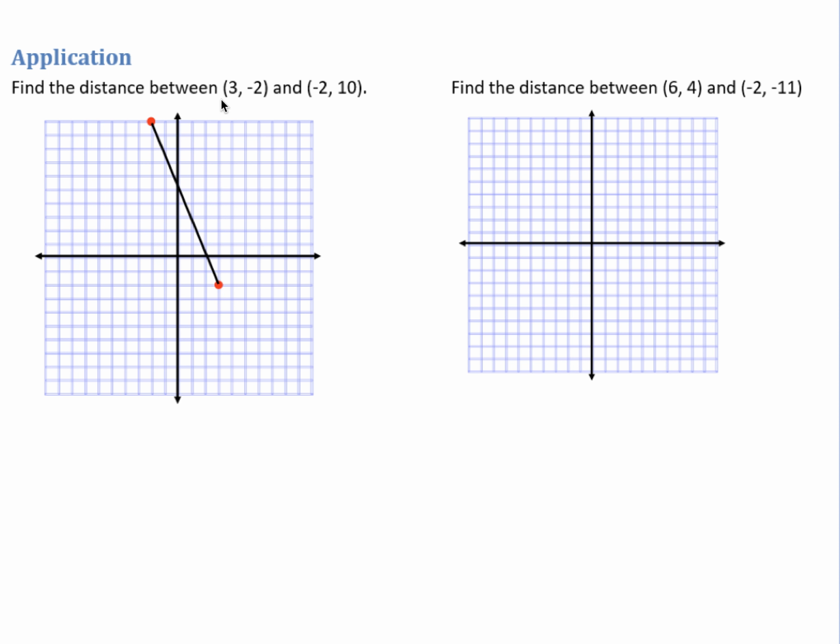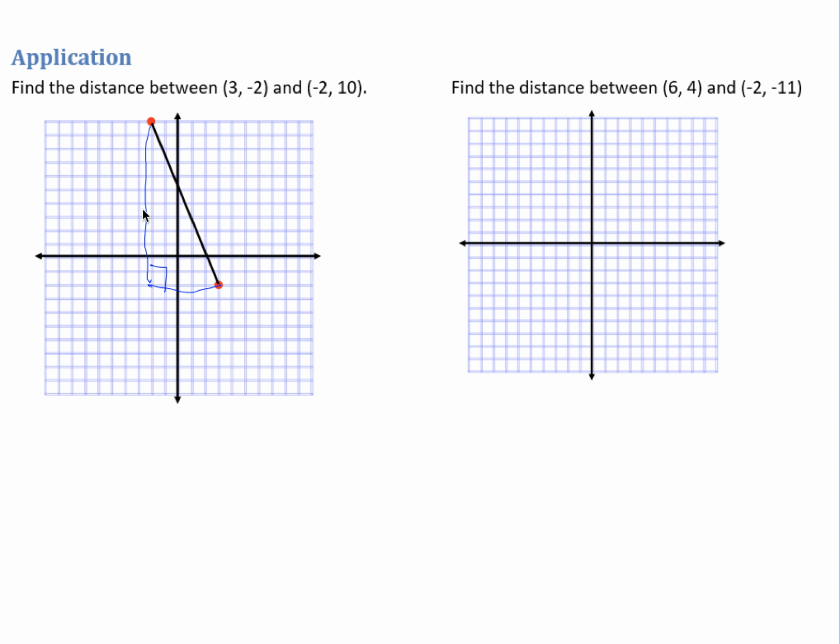points on a plane. Here we have 3, -2 and -2, 10. We want to find the distance between those 2 points. What we can do is use a vertical segment and a horizontal segment to form a right triangle. So here we have a right triangle. To find this distance, that's really the hypotenuse of a right triangle.